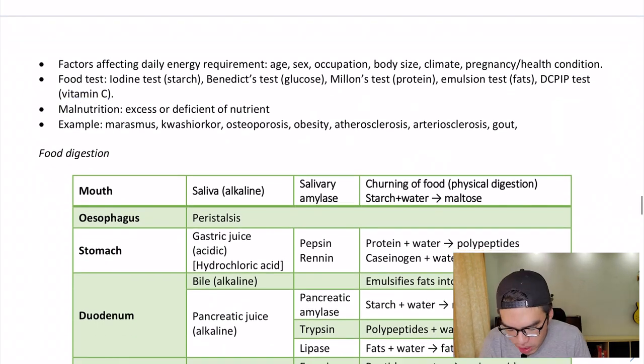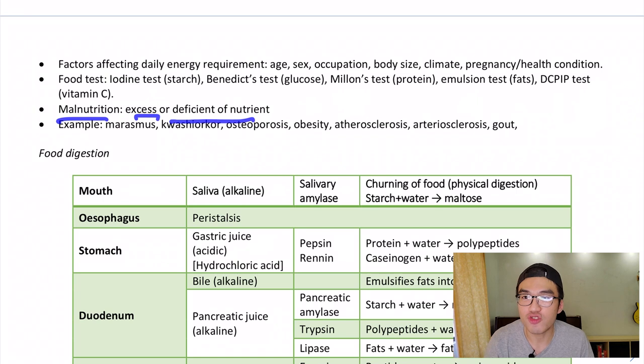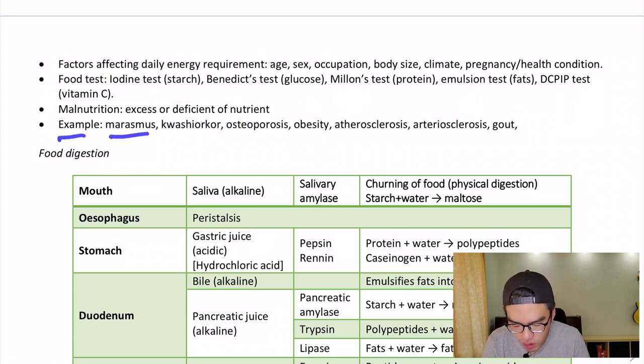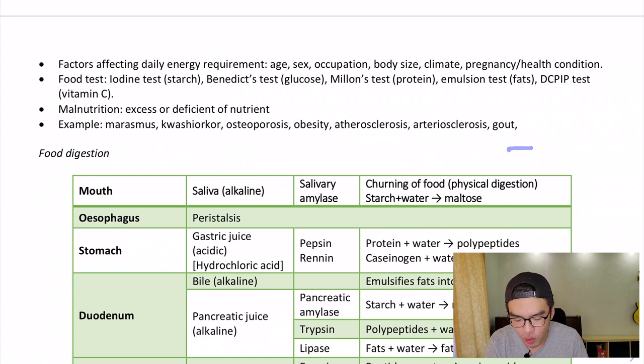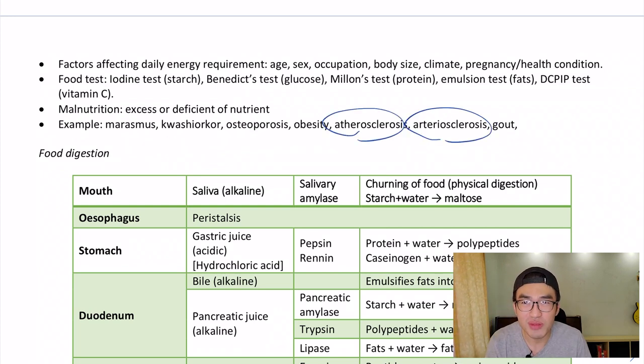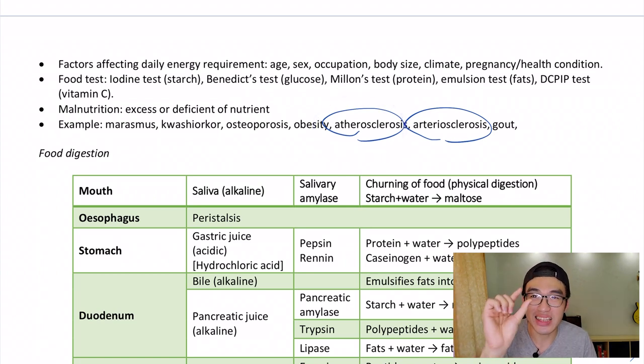Moving on, malnutrition is the excess or deficiency of nutrients. Could be too much or too little. For example, marasmus, kwashiorkor, osteoporosis, obesity, atherosclerosis, arteriosclerosis, and gout. Make sure you know what all these are, especially these two. They look very similar, but they are different things. The first one, atherosclerosis, that's the narrowing of your blood vessel. That's what causes your heart attack and stroke.